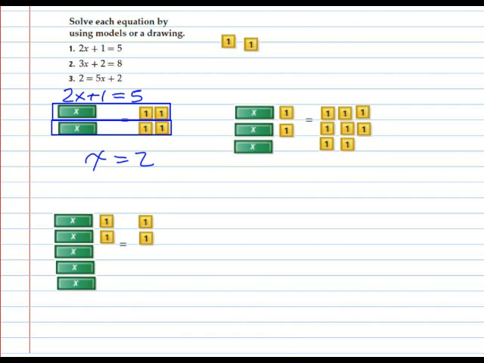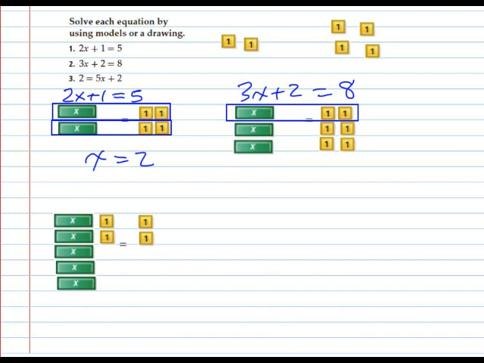In example 2, the equation is 3x plus 2 equals 8. To solve, I remove 2 tiles from each side of the equation. Then I divide my remaining tiles into 3 equal groups, showing that the solution to the equation 3x plus 2 equals 8 is x equals 2.